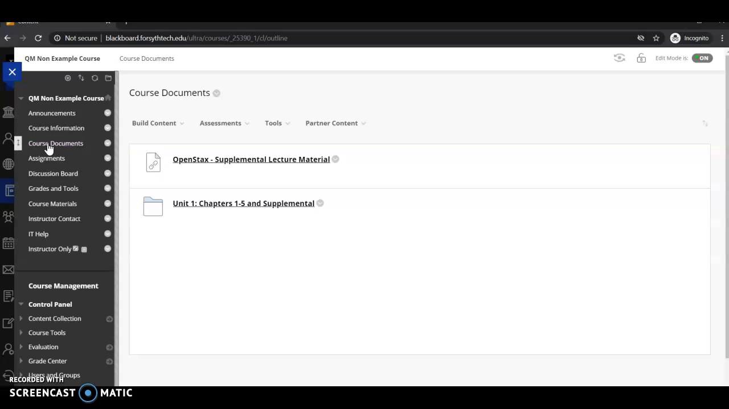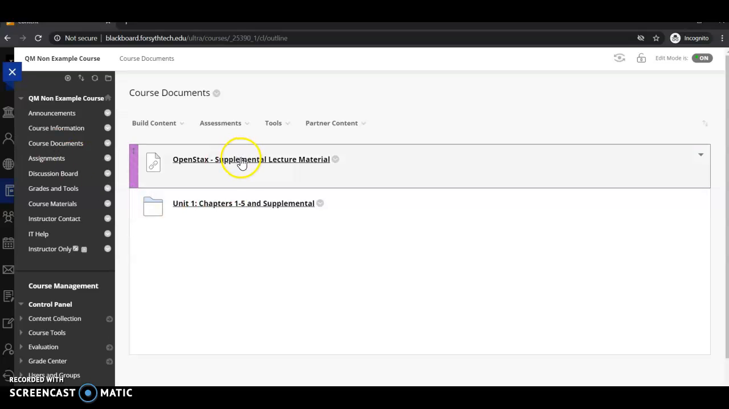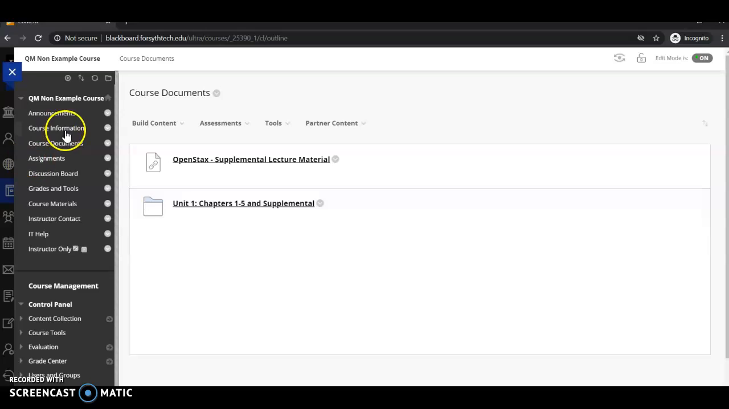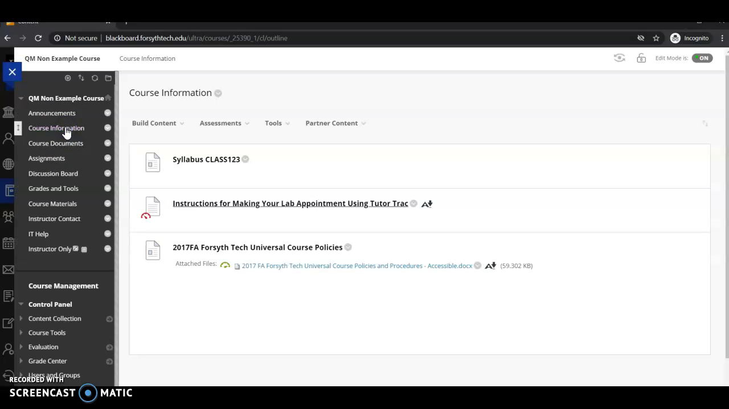The other thing that this course has is a variety of documents placed in disorganized ways. So supplemental lecture materials seem to be hidden under course documents, but if I need those, I don't necessarily know that they'll be living under course documents. You'll also see that in terms of course information, there's not much besides the universal policies and procedures, which are required, the syllabus, and then a link to tutor track.